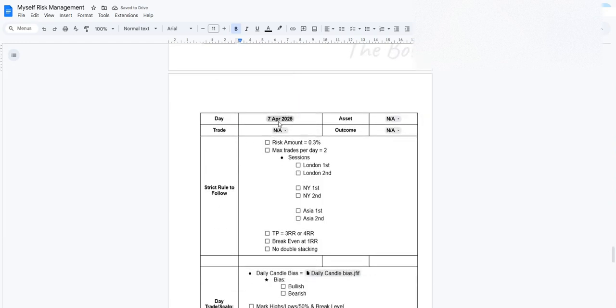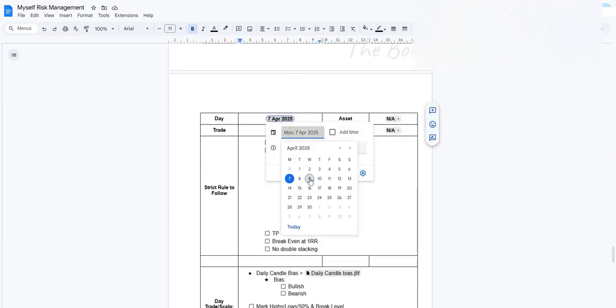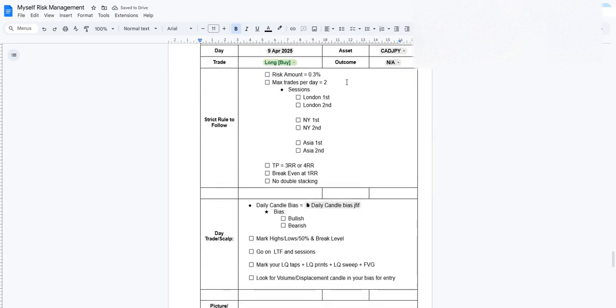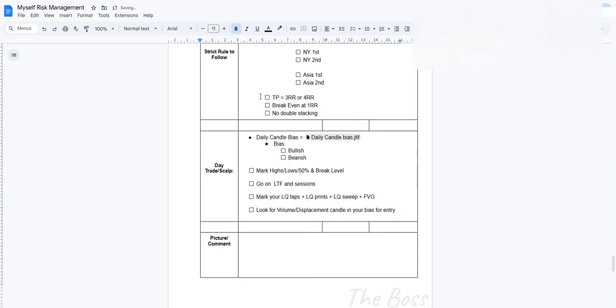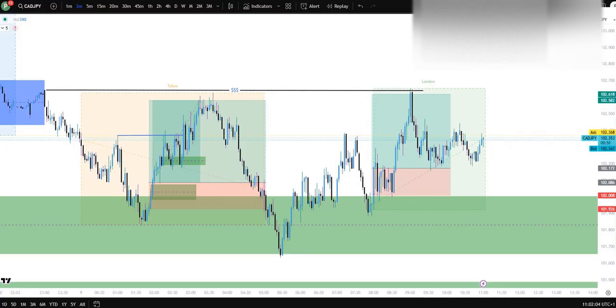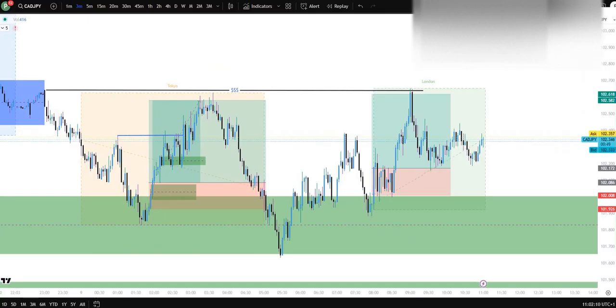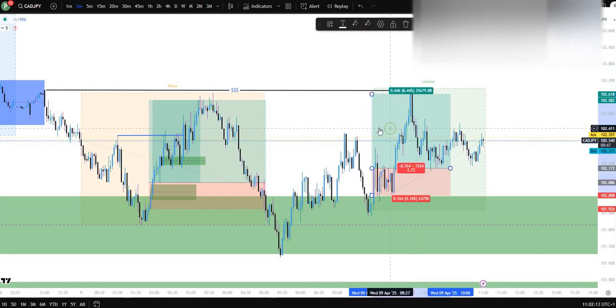And this is still today. So I'm going for long, of course. It's currently going there. Trades, maximum 2 trades, but okay, that's done. This is bullish. Now we're going to get rid of this.